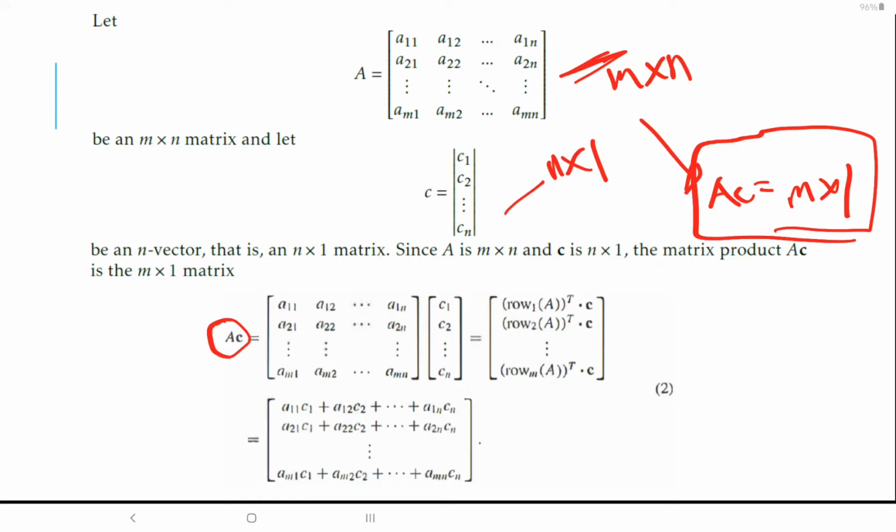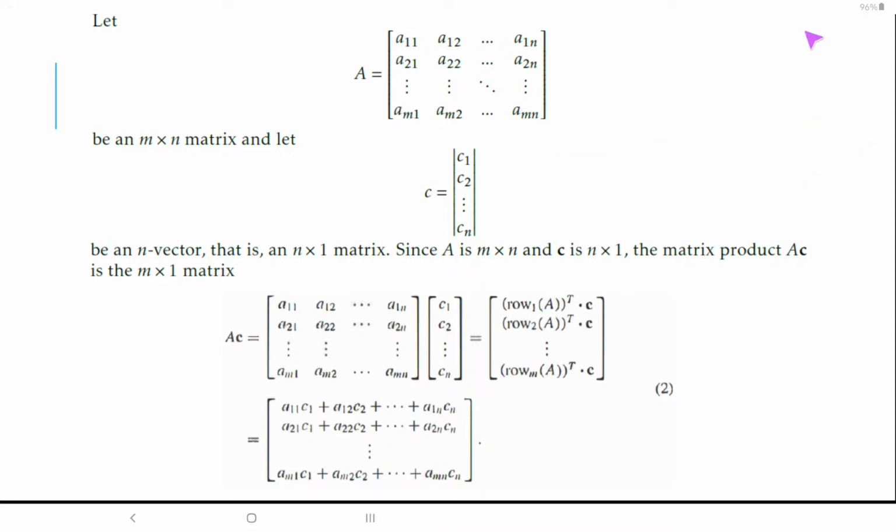Okay, so how do we do this? So forming AC, we get the following. This one is A and C. So i-distribute natin. So kukunin natin yung transpose ng mga rows. Okay, and then idadot product natin siya kay C and we get the following. So, row 1 of A transpose times C, row 2 of A transpose, dot product C. And then we get the following matrix. So, meron tayong column.